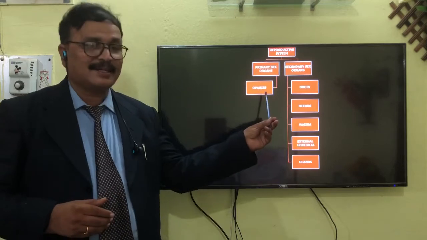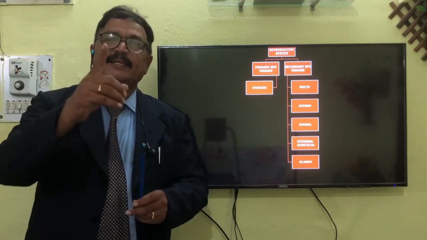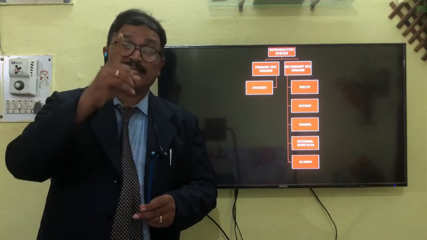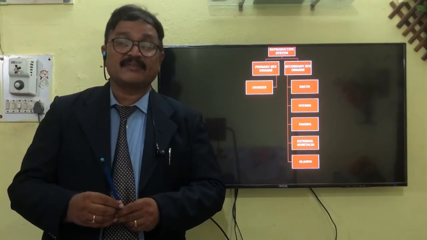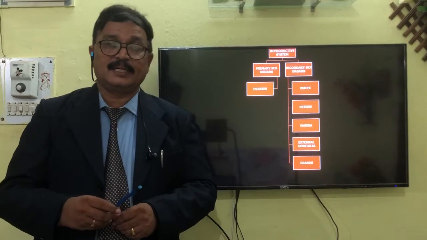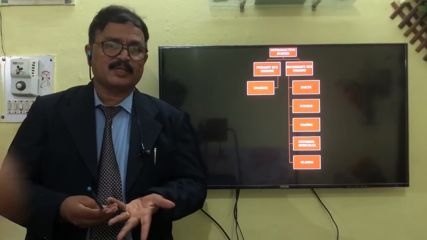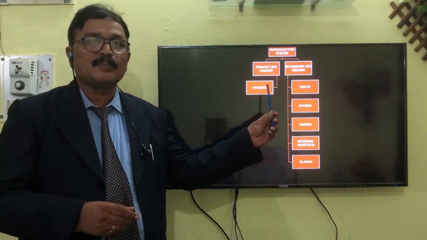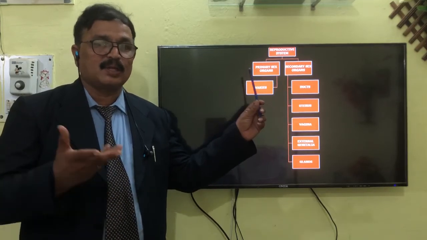Primary sex organs are ovaries. What is a primary sex organ? The organ which produces gametes. Gametes are a basic requirement for sexual reproduction. So without gametes, no sexual reproduction. So the organ which forms the gamete is a primary reproductive organ, which is also known as a gonad.